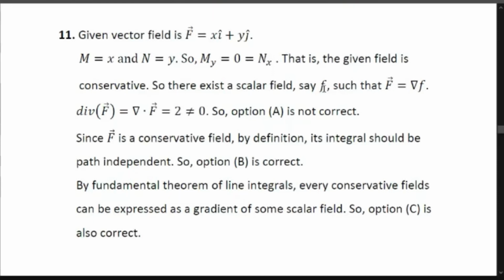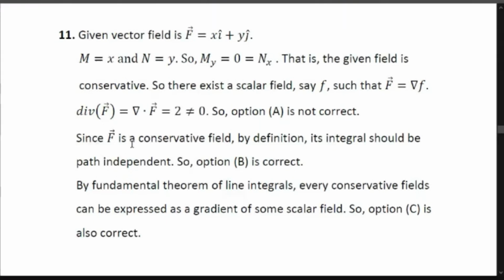So that means there exists a scalar field small f such that the vector field F is equal to the gradient of the scalar field. So divergence of F is del dot F, which will be 2. You can calculate it because del dot F means dou x by dou x plus dou y by dou y. So it will be 1 plus 1, which is 2. So it is not equal to 0. The first option was divergence is 0 on S. So divergence is not 0, so option A is not correct.